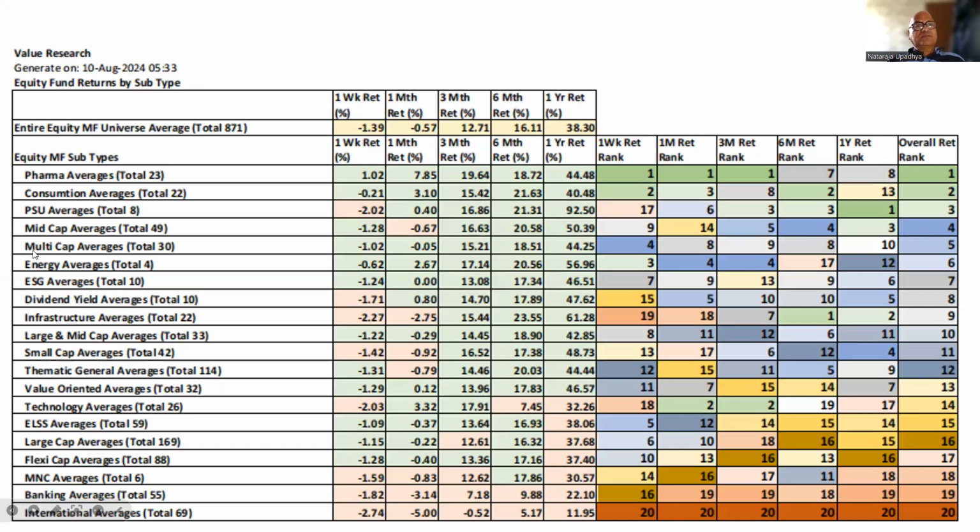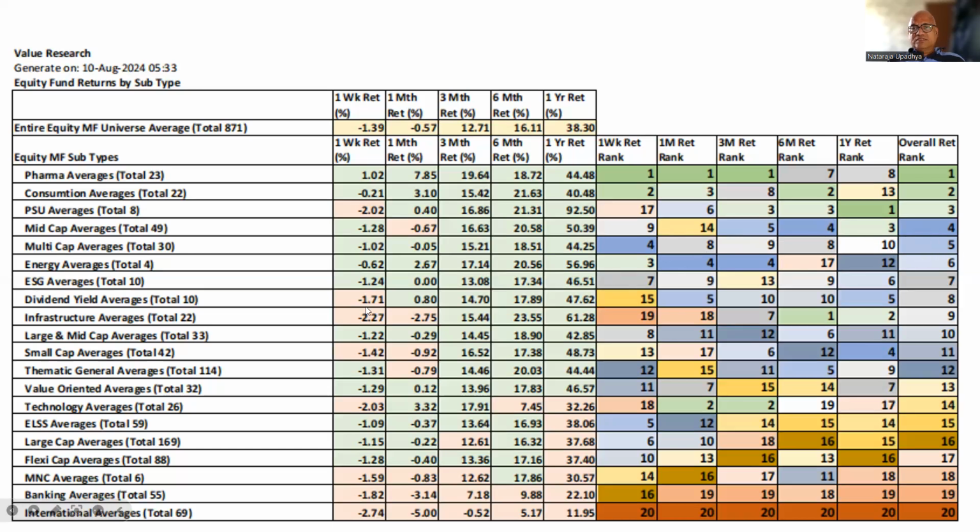One more I will discuss is multi-cap funds. There are 30 multi-cap funds. The current weekly ranking is 4, monthly ranking 8, 3 months ranking is 9, 6 months ranking is 8, 1 year ranking is 10, and overall ranking is 5.